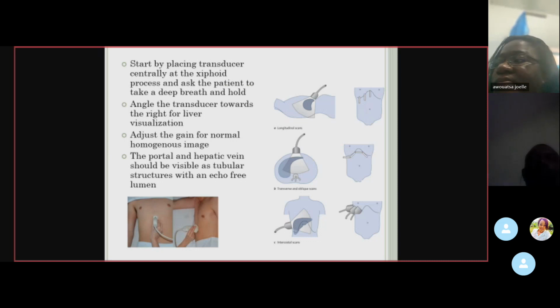Once you scan the liver, you have to move on to the spleen. Then you have to check the kidneys. Then check for any fluid. Then the bladder.